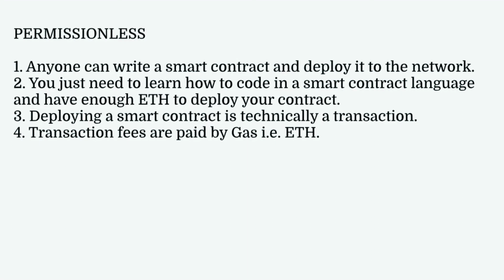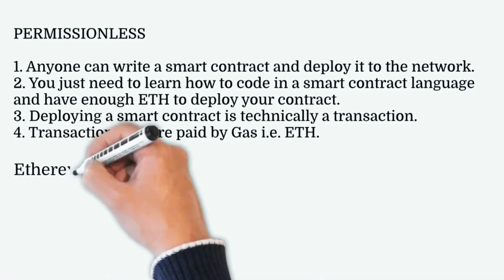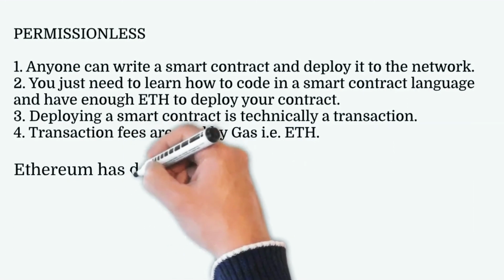Now, here you can see 4 points. Basically, anyone can write a smart contract and deploy it to the network. All you would need is to learn how to code in a smart contract language and have enough ETH to be deployed. Basically, a contract is an account. That's why you need ETH to store your code. Deploying a smart contract is technically a transaction. Since it is a transaction, it will have certain fees. These fees are paid by gas, which is ETH. ETH is nothing but the cryptocurrency on the Ethereum blockchain.